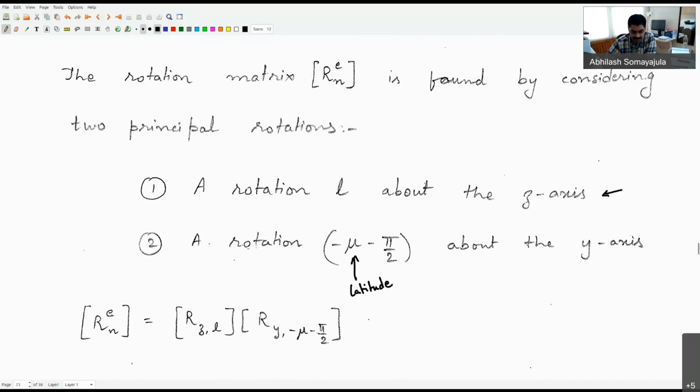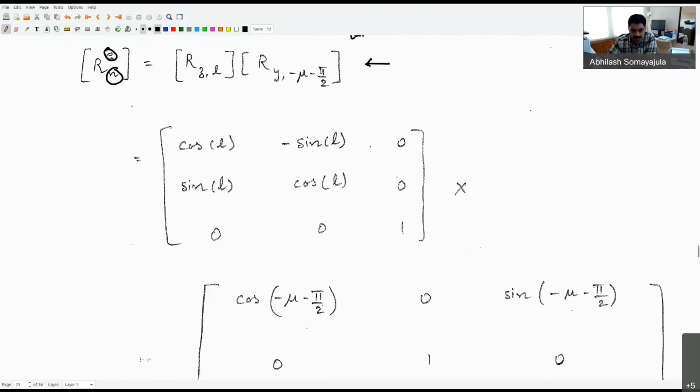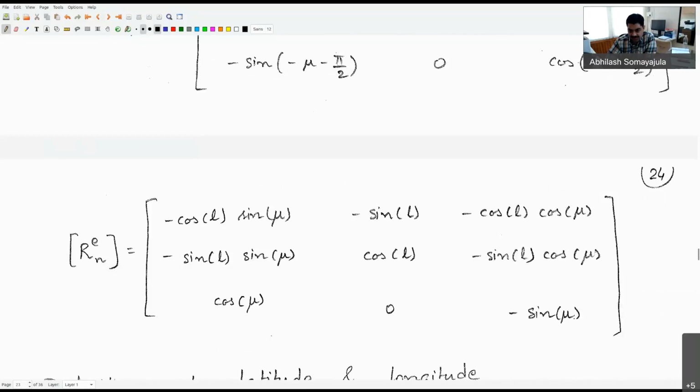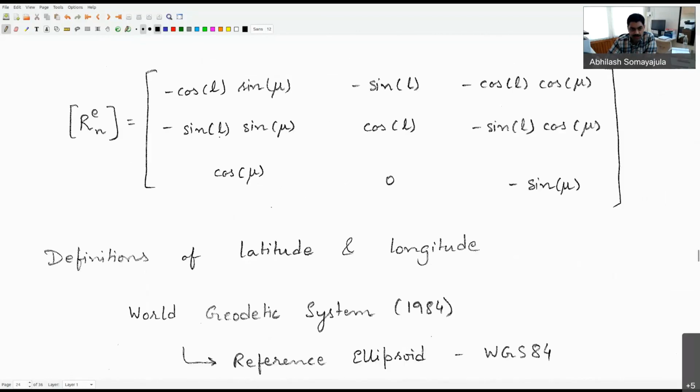And the composite rotation matrix, which takes us from the NED frame to the Earth-centered Earth-fixed frame, is given by the composite rotation of Z with respect to the angle L and the rotation about Y with respect to minus mu minus pi by 2. So that rotation matrix can be written out like this, and then we can sum it up to put out what the composite matrix looks like.